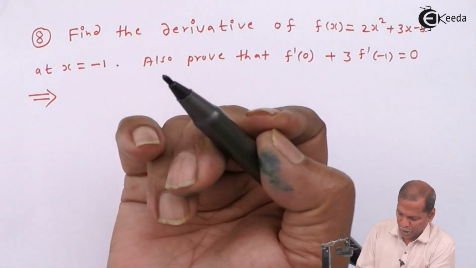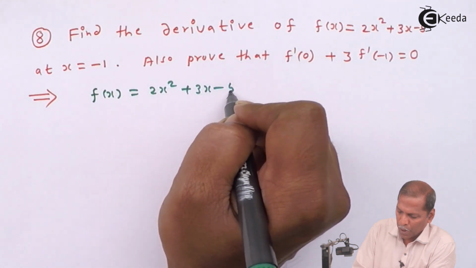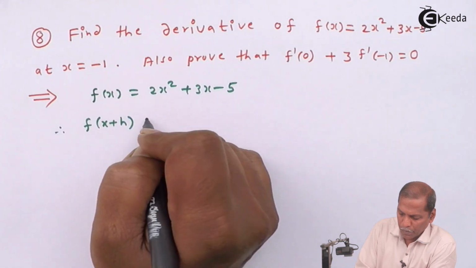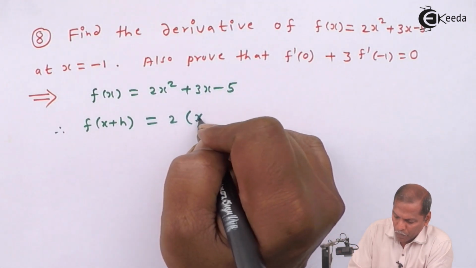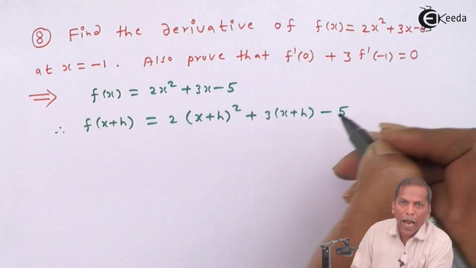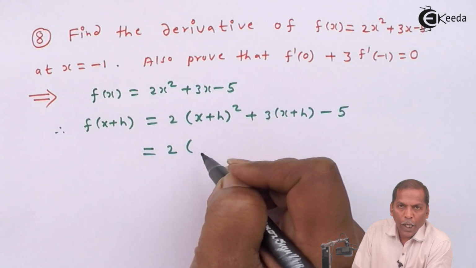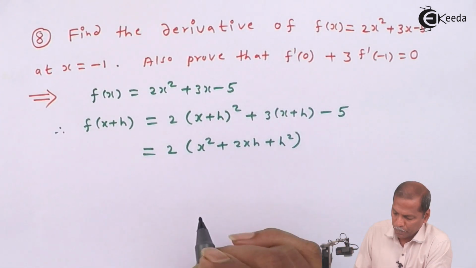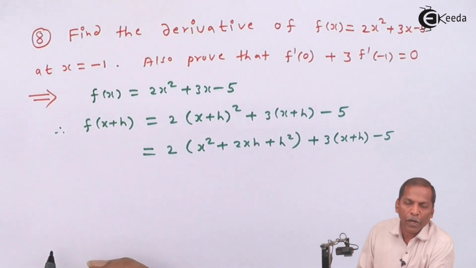First of all, we start with f of x is equal to 2x square plus 3x minus 5. Then the next step is we have to find f of x plus h. It means whenever there is x, we have to write x plus h. So it is equal to 2 in bracket x plus h the whole square plus 3 in bracket x plus h minus 5. On simplifying, this gives us 2 in bracket, now x plus h the whole square gives us x square plus 2xh plus h square, and the remaining term, plus 3 in bracket x plus h and minus 5, we write as it is.